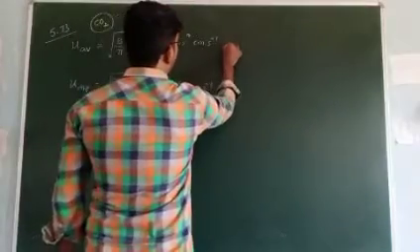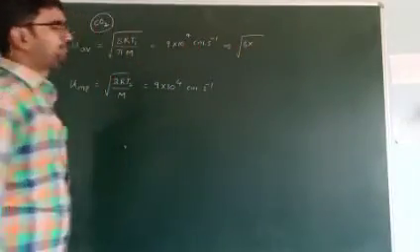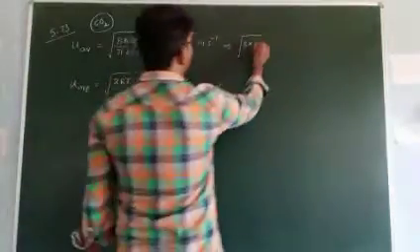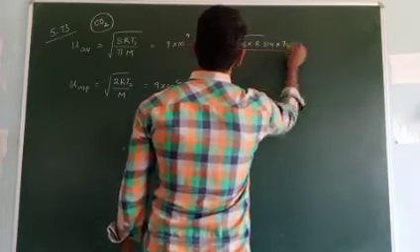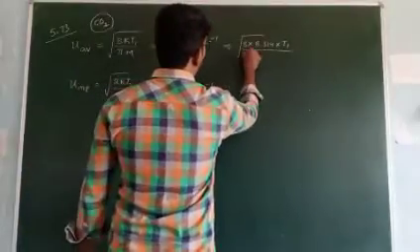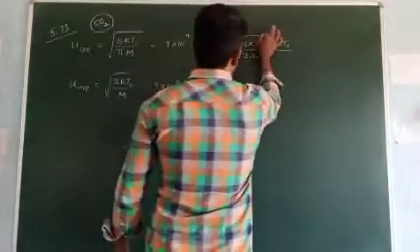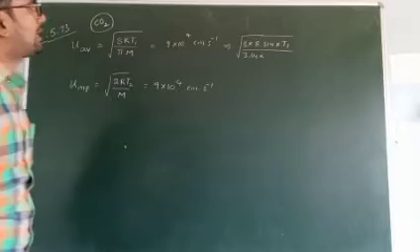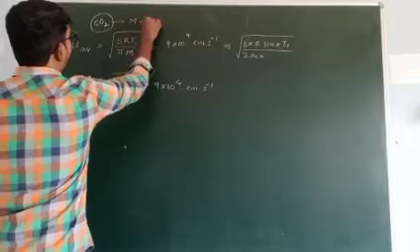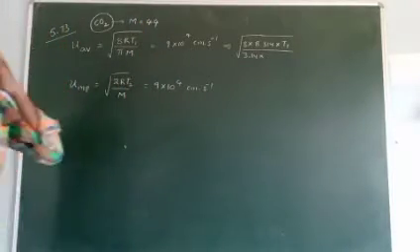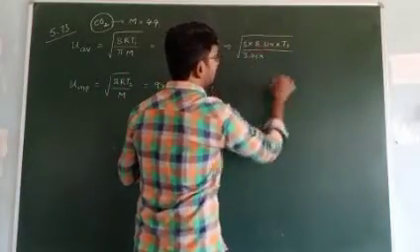Then root over 8 into R value 8.314. We know that 8.314 into T1 by pi, the pi value 3.14, into M, the molecular weight of carbon dioxide. What is the carbon dioxide molecular weight? That is 44. But remember here 8.314 is taken, that is in joules.